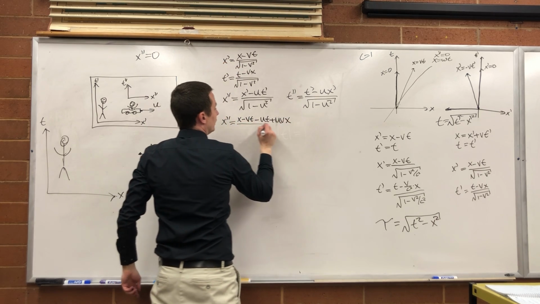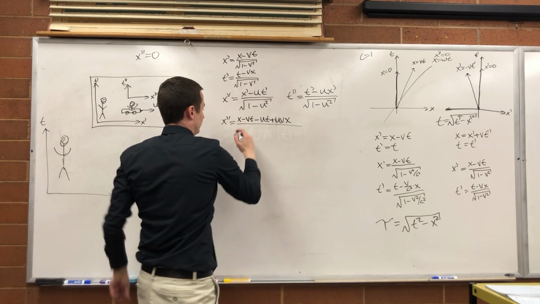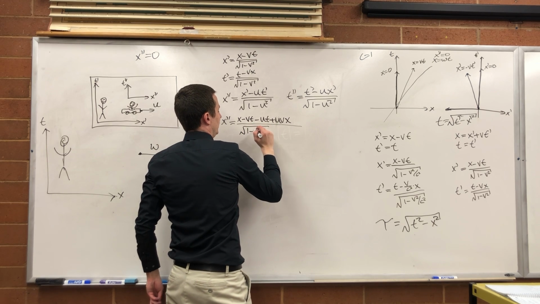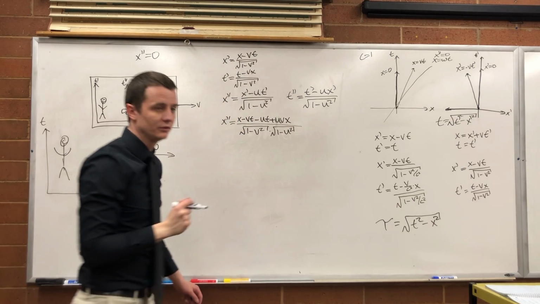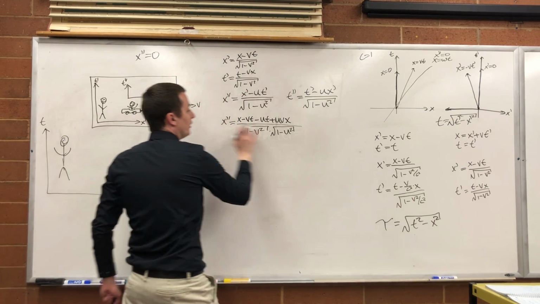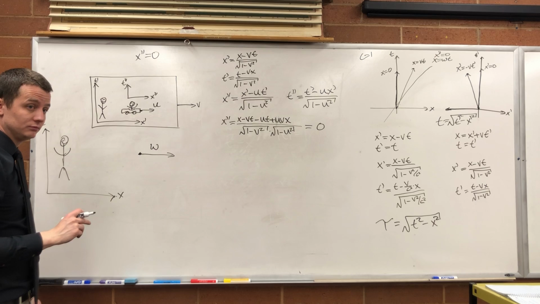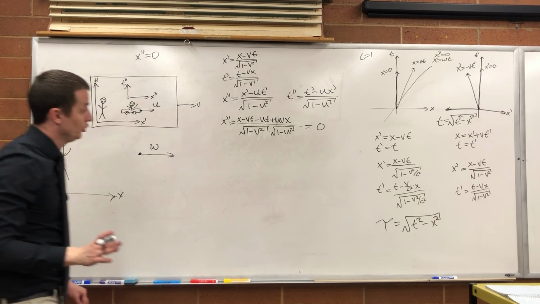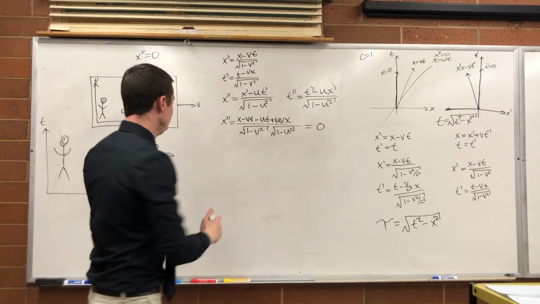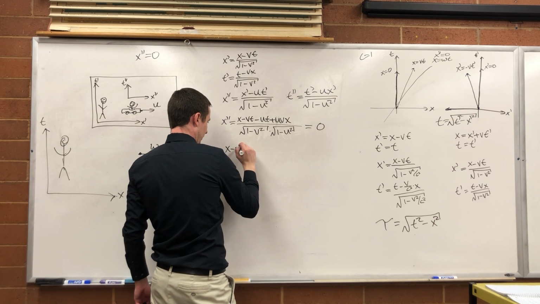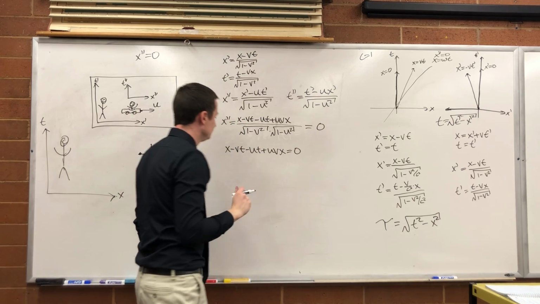And then this is all over, both of these have the same denominator, right? So I can factor that out and multiply by this one's denominator. So that's all over the square root of 1 minus v squared times the square root of 1 minus u squared. Good? Yeah. So that was just substituting in. Now I want to know where this is equal to 0. So forget the denominator. This is going to be 0 wherever the numerator is 0. So we are just interested in where x minus vt minus ut plus uvx is equal to 0.